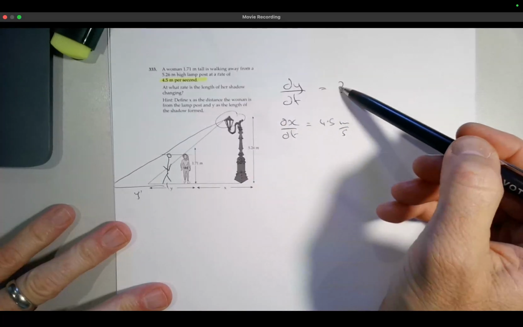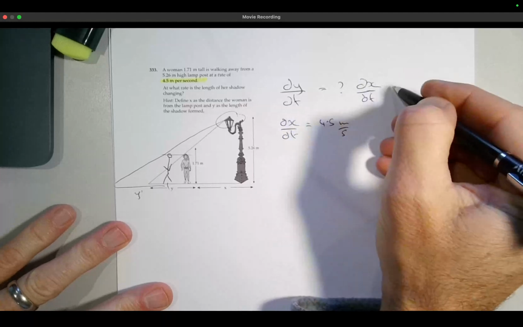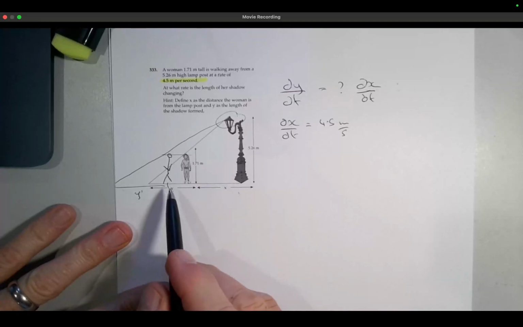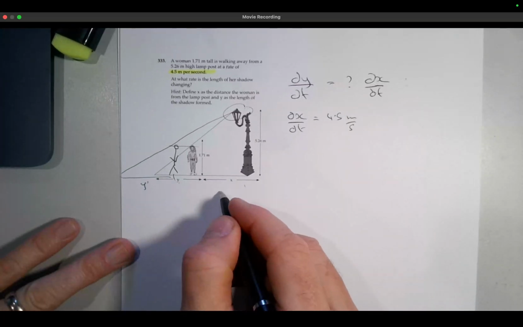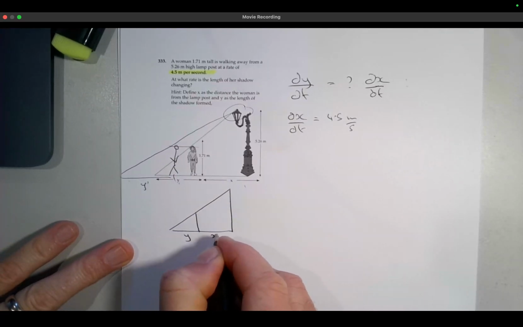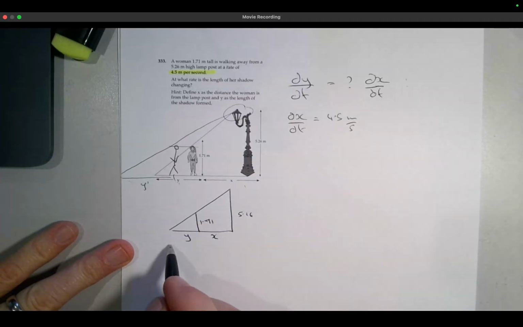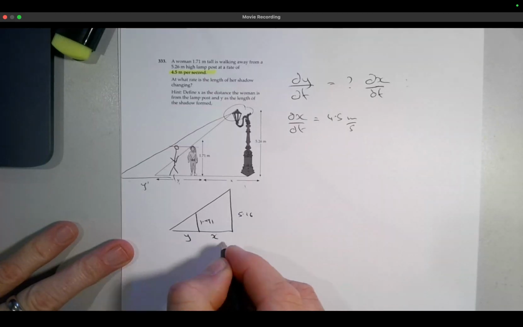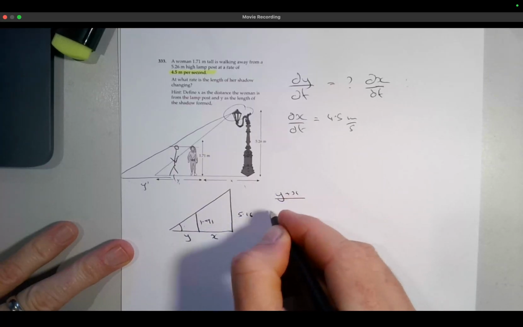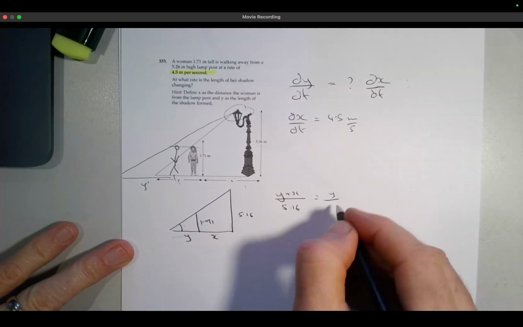So that's going to be dx over dt, and we need something to cancel out the dx. Obviously we've got x's and y's here, and we've got triangles with the same angle. Let's tidy this up a bit. That there is y, that there is x. You're told 1.71, 5.26. So there's the angle, and I could say y plus x over 5.26 equals y over 1.71.